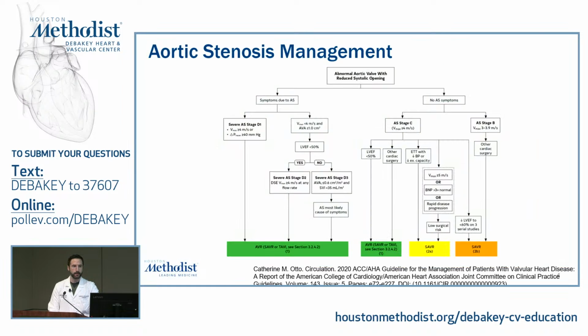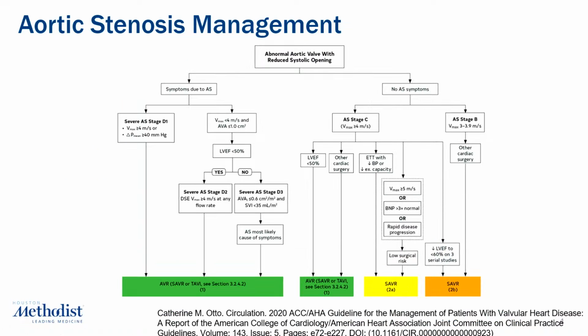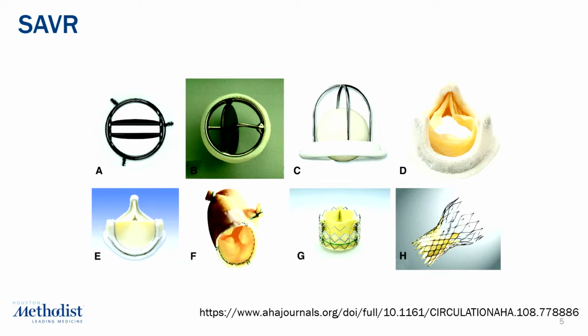Now, the management of aortic stenosis has evolved over the years. From the latest 2020 guidelines, you can see very clearly that management of severe AS without symptoms can be done with either TAVR or SAVR. So you can really go one way or another. Of course, it's a heart team approach, so there are a lot of patient-related factors that come into play, but you can certainly do TAVR or SAVR.